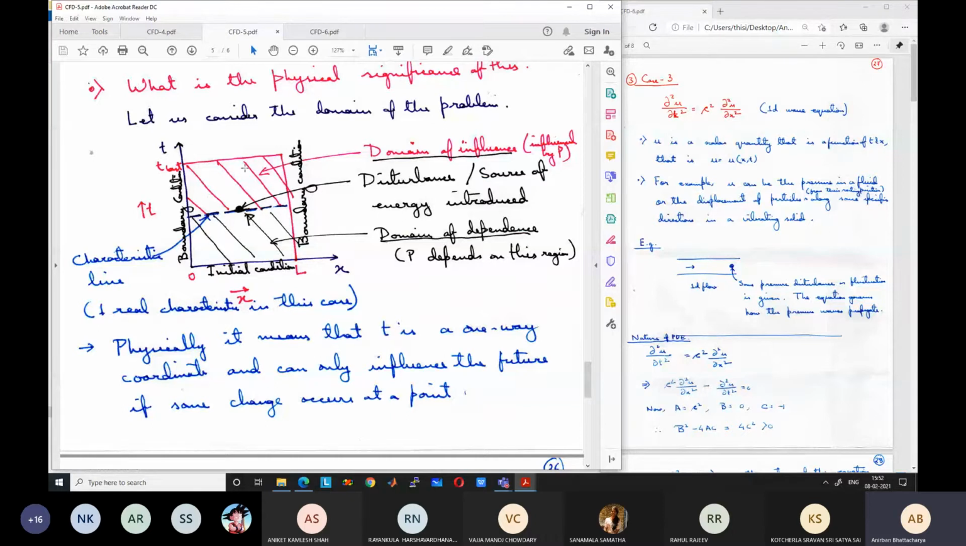So the information only travels on one side of this line; information is not traveling on the other side. Physically you can consider the characteristic line as a line which differentiates the region in the domain where the information is traveling from the other part where the information is not traveling. So it separates the region into two parts. In one part the information is traveling from the point P, in the other part it is not. This is the characteristic line.